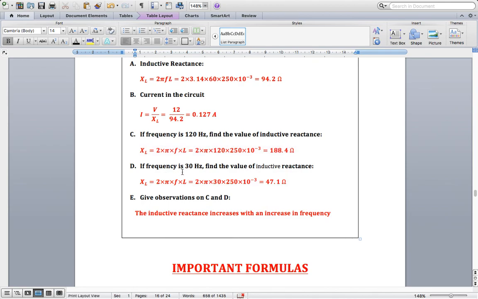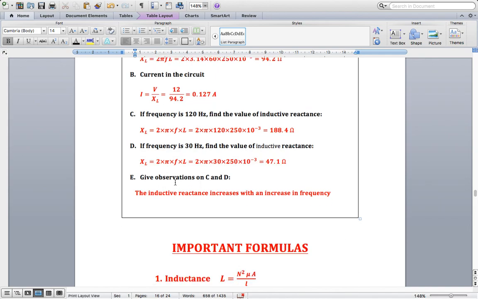Next is, if the frequency is 30 hertz, find inductive reactance. Instead of 120, just replace F with 30, which is in the question. Find the value. You will get a very low value. Okay. Now, question: give observations on C and D. What did you observe? If you increase the frequency to 120, you will get a higher value for inductive reactance. If you decrease it to 30 hertz, you will get a lower value.